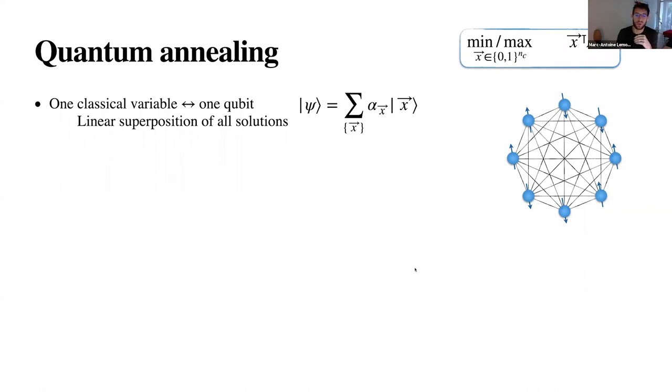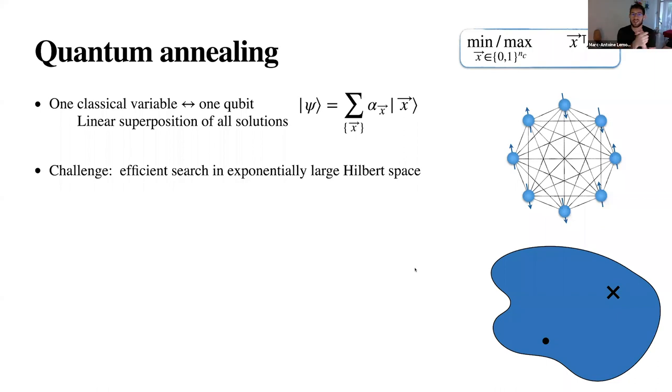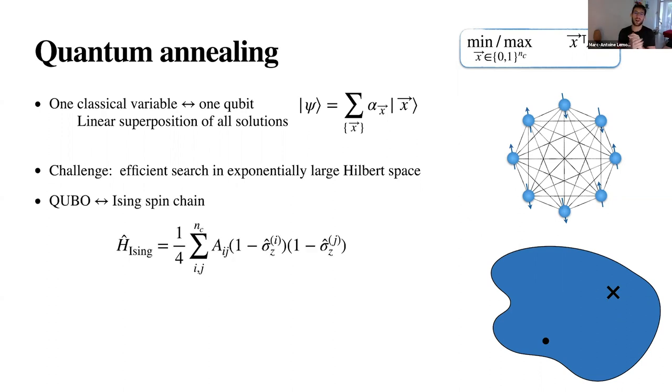But this is not always easy to do. So this question goes down to saying, how can I make sure that I efficiently search my Hilbert space and find the exact solution that represents the solution of the Kubo problem? The trick is that for this encoding, you can map the Kubo problem on an Ising spin chain. Here, sigmas are my Pauli matrices, and my aij are the elements of my Kubo matrix that represent the problem. I can always map my Kubo problem on that, and the ground state of this Hamiltonian would be a single basis state that represents the best solution of my problem.